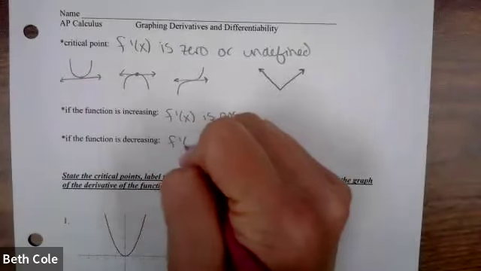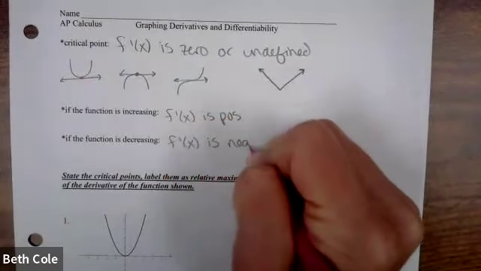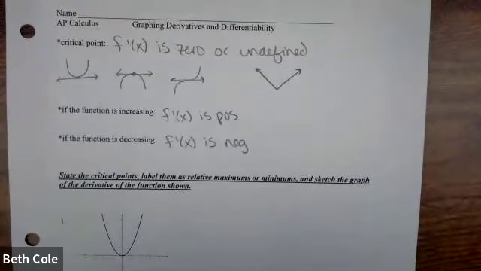All right, if your function is decreasing, that means your derivative is negative or less than 0, below sea level, but don't write that on the test, okay? So what I always do is color code the places where we're increasing or decreasing.